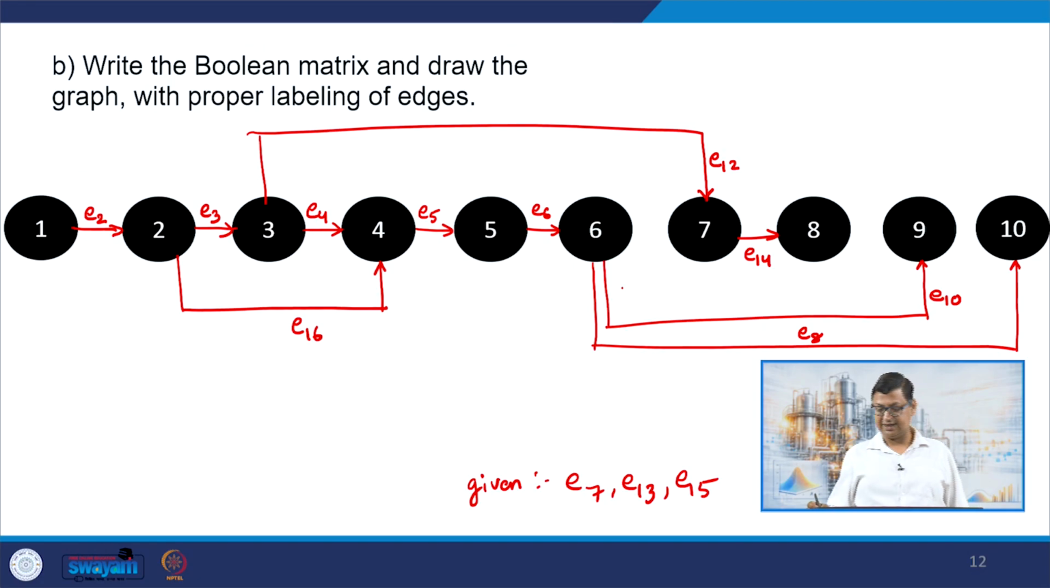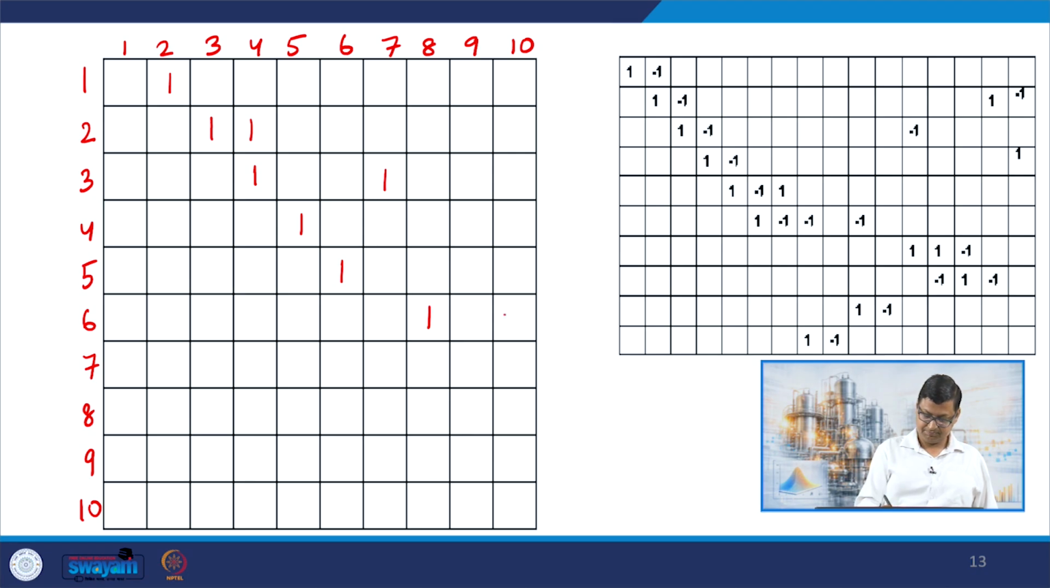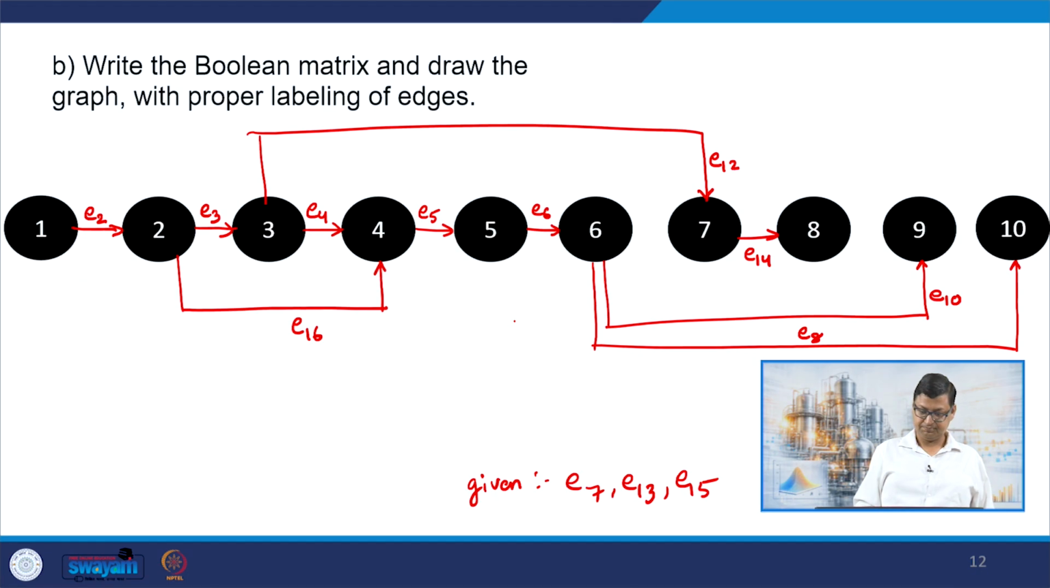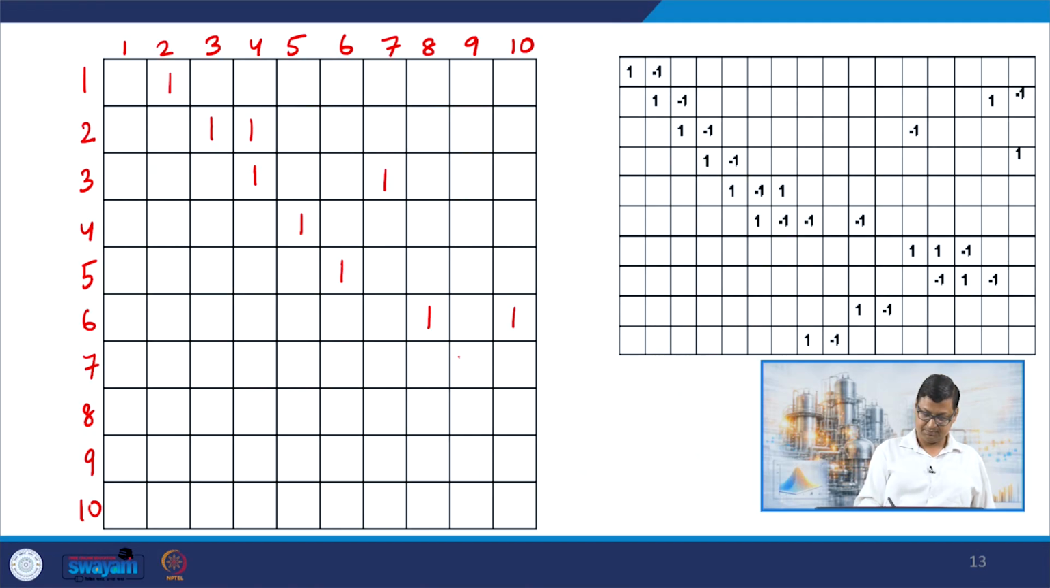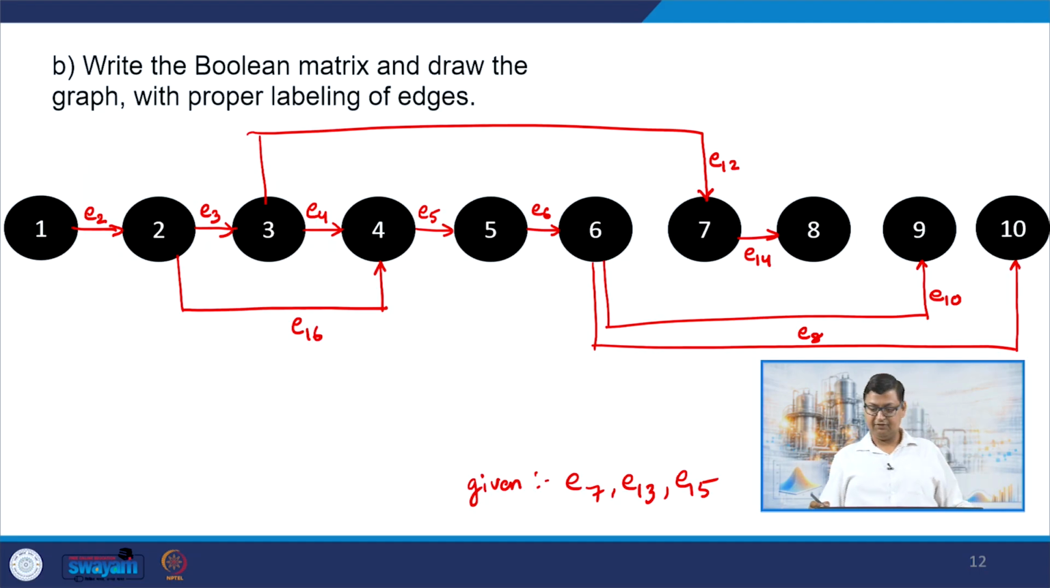And from 6 I can go to 8 and 10. And from 7 I can go to 8. And from 8 I cannot go anywhere. And from 9 I cannot go anywhere, and from 10 as well I cannot go anywhere, right?